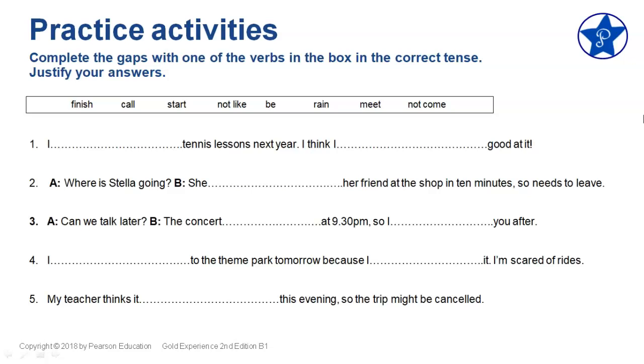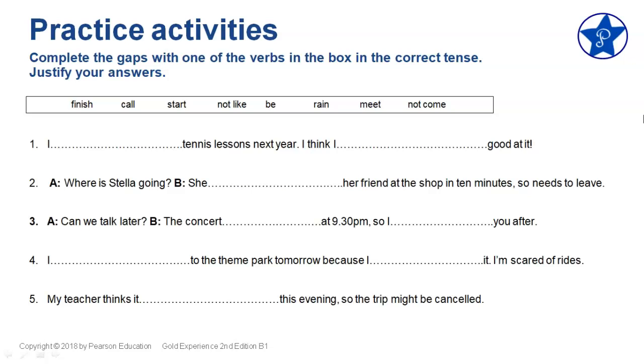So, I, banana, tennis lessons next year. I think I, banana, good at it. So, next year, it looks like a plan. Okay, so I would say I'm going to start tennis lessons next year, or I'm starting tennis lessons next year. Now we don't have a precise day here or hour, the time, so I would go for going to. I'm going to start tennis lessons next year.